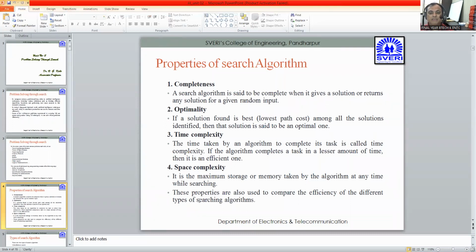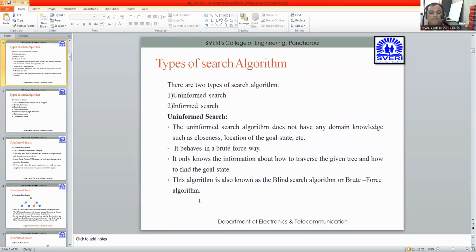Time complexity, that is the time taken by the algorithm to complete its task, is the time complexity. If it is completed within very little time, then it is said to be more efficient. Space complexity is related to the maximum storage or memory used at any time while searching. These properties are used to compare the efficiency of different types of algorithms. So time complexity and space complexity are two very important properties of a search algorithm.